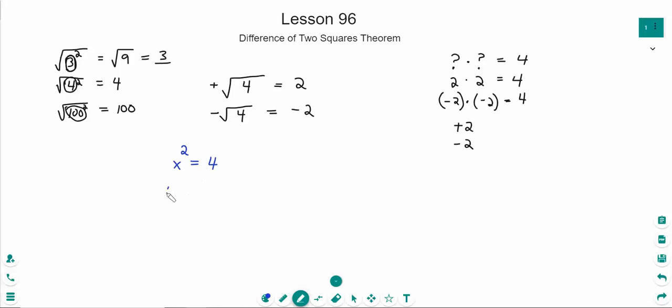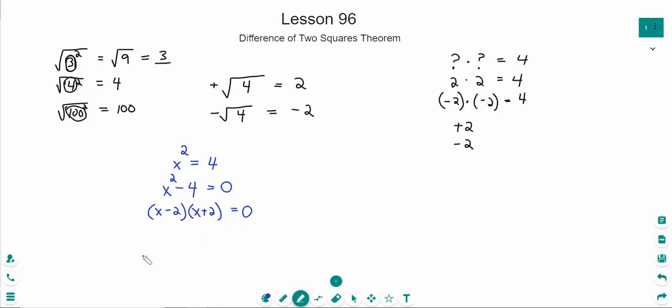We would start by moving the 4 over to the other side, and we'd have x squared minus 4 is equal to 0, right? And once we have it at this point, we can factor the left-hand side. It's the difference of two squares. So we have (x minus 2)(x plus 2).